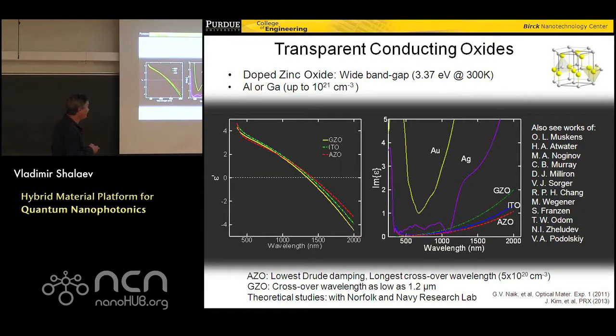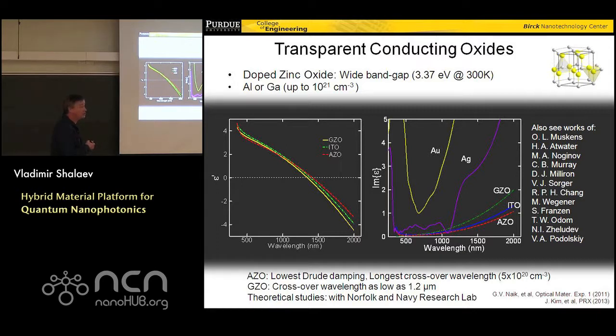In terms of transparent conducting oxides, as I said, you can dope them up to very high numbers, for example, with aluminum or gallium. And in our lab we use zinc oxide. It has a very large band gap, meaning that there is no interband transition. It's transparent, which is important. That's actually what gives the name transparent conducting oxides. They are transparent, but also conducting.